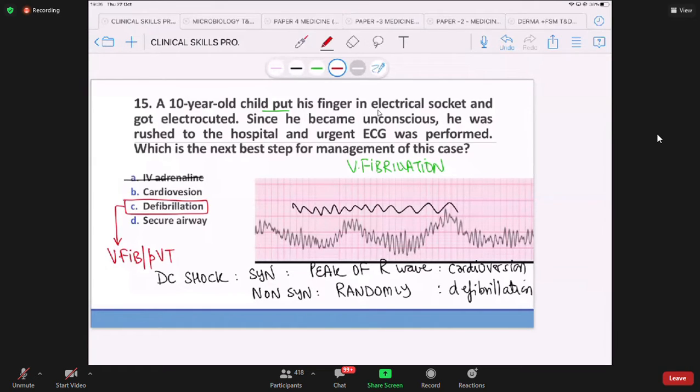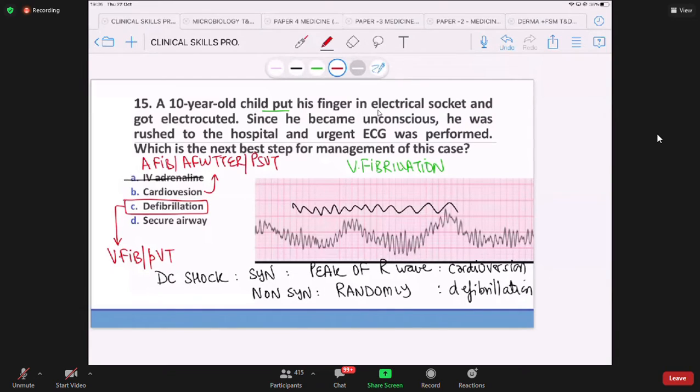For all other scenarios, like if he says atrial fibrillation, atrial flutter, paroxysmal supraventricular tachycardia, whatever the arrhythmia given in the exam, if you are supposed to answer what kind of DC shock would be given to the patient, your answer will be synchronized. That is, the computer will be able to pick up the peak of the R wave, and the alternative name for synchronized DC shock is cardioversion. If it is random firing, we call it defibrillation.